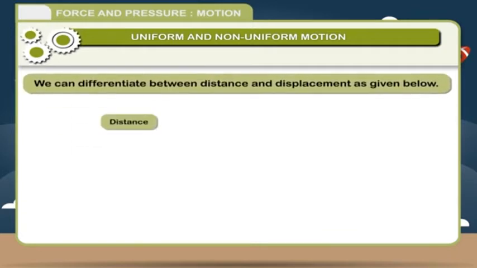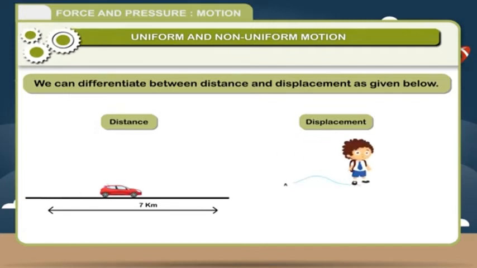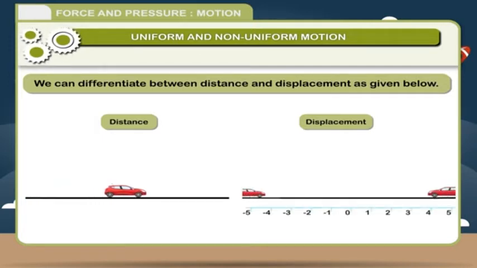Distance, displacement. 1. The length of the path traveled by a body is called distance. The shortest length between the initial and the final position of the body is called displacement. 2. Distance is a scalar quantity. Displacement is a vector quantity. 3. Distance covered by a body is always positive. Displacement of a body may be positive, negative, or even zero.